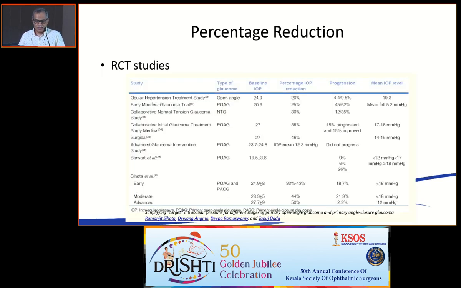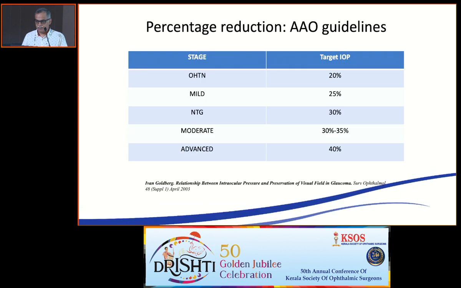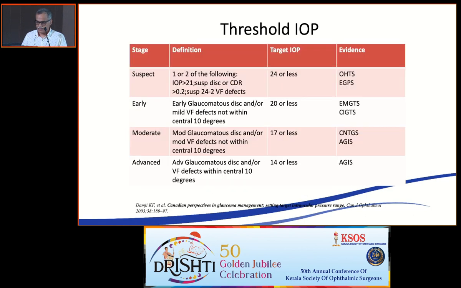All the big RCT studies used percentage reduction as a guideline to note how much the glaucoma is progressing. And according to those, the ocular hypertensives were supposed to have a reduction of at least 20%, mild glaucomas 25%, normal tension glaucomas 30%, moderate 30 to 35%, and advanced disease 40%. These are AAO guidelines.